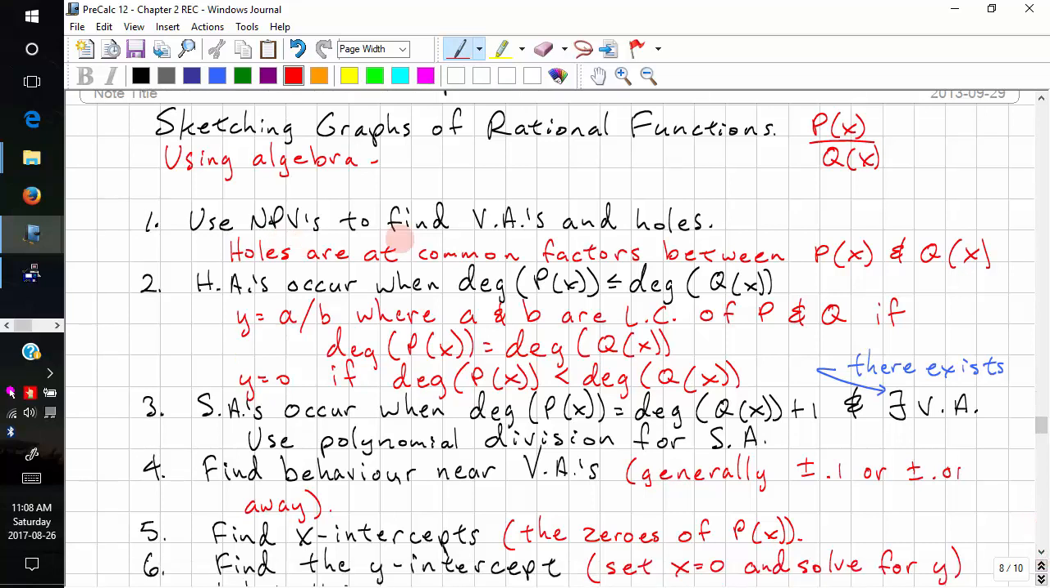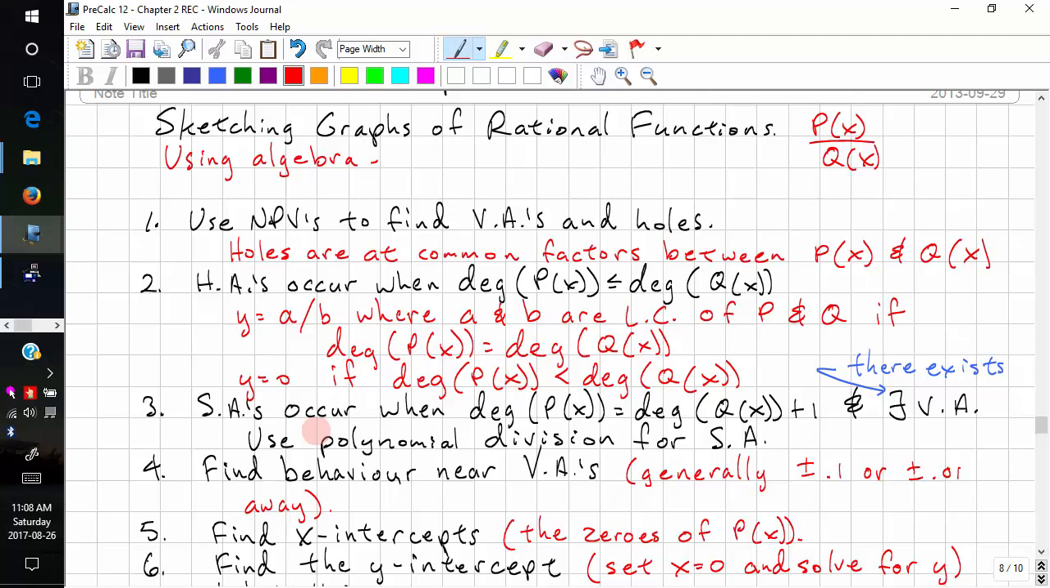We use the NPVs to find vertical asymptotes and holes. So holes, again, are at the common factors between the numerator and denominator. We have horizontal asymptotes when the degree of the numerator is less than or equal to the degree of the denominator. And we have the horizontal asymptote being y is equal to a over b, where a and b are the leading coefficients of the numerator and denominator, if the degrees of the numerator and denominator match. The horizontal asymptote is y is equal to 0 if the degree of the numerator is less than the degree of the denominator.